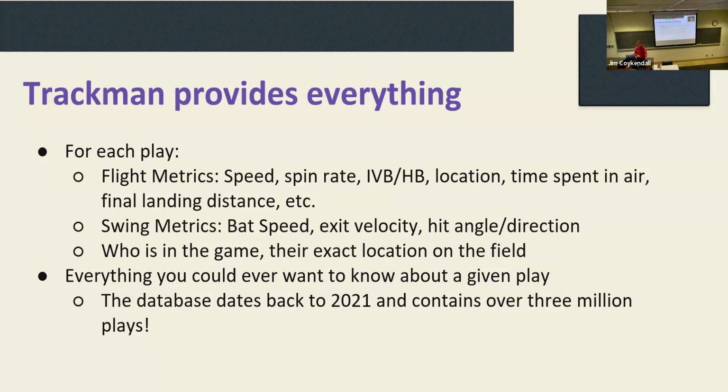For each play, we get the flight metrics, which include speed, spin rate, how the ball is breaking, location, the time spent in the air, and where it lands. We also have the swing metrics of bat speed, exit velocity, and hit angle and direction. And we can also see who is in the game and their exact location on the field with the X and Z coordinates. Basically everything you could ever want to know about a given play, and our database dates back to 2021 and contains over 3 million plays, which I think is pretty cool.